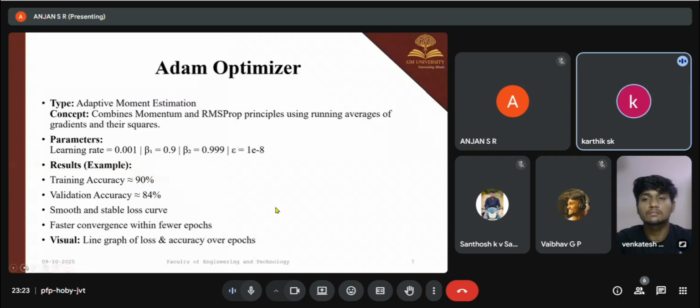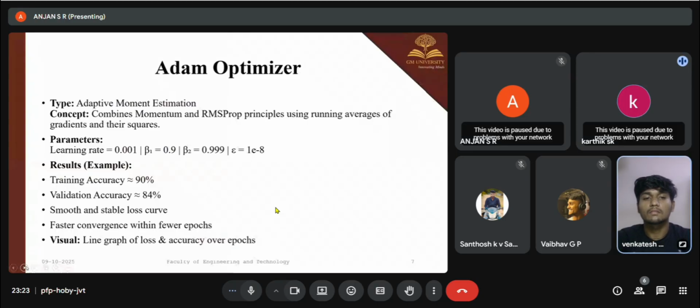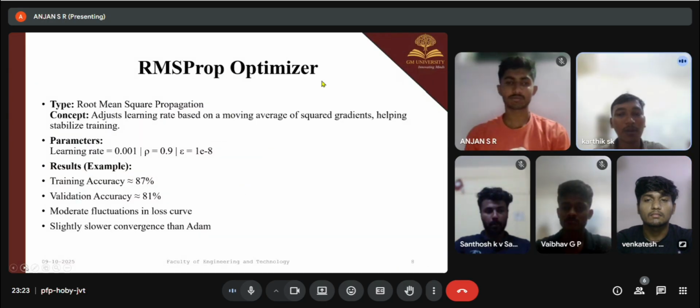Next is the RMSprop optimizer, where the type is root mean square propagation, which adjusts the learning rate based on a moving average of the squared gradient, helping stabilize training.